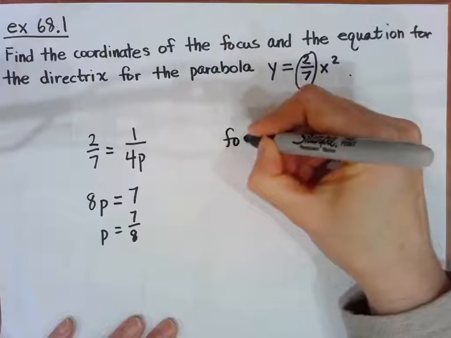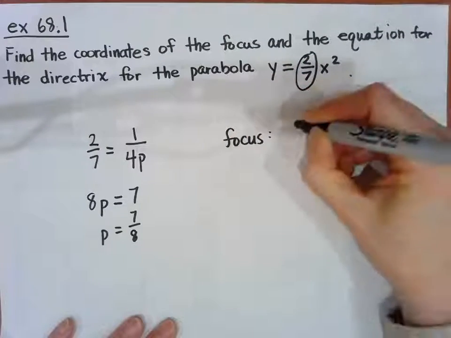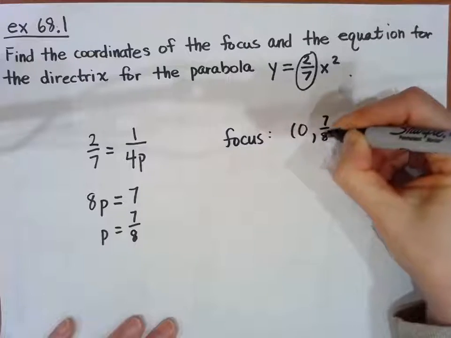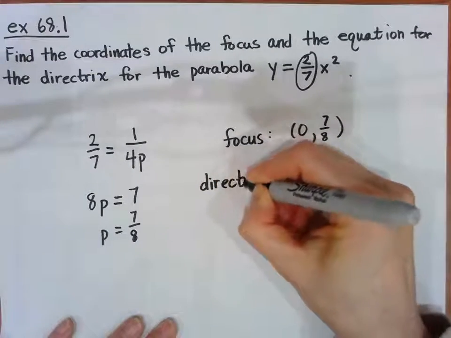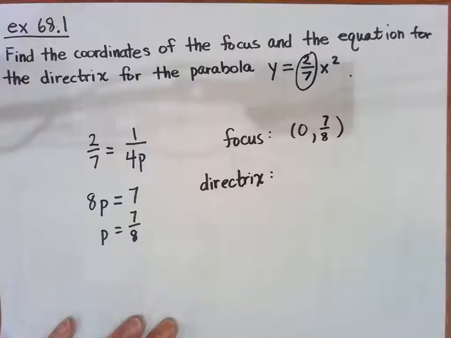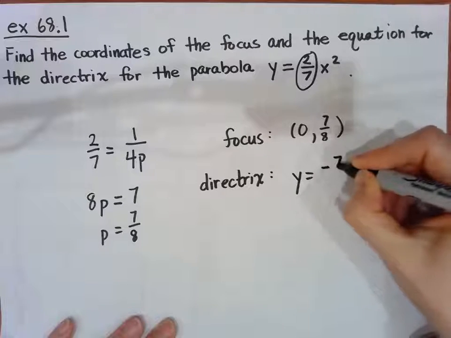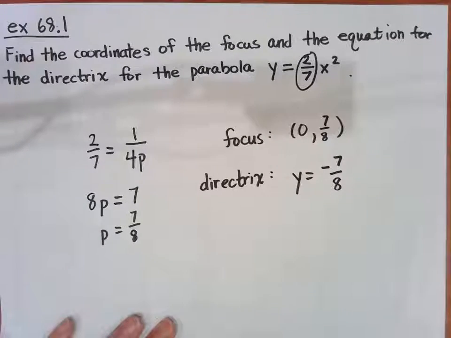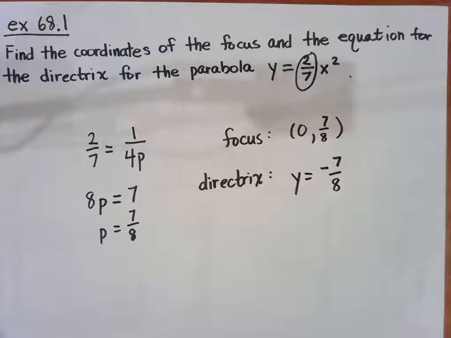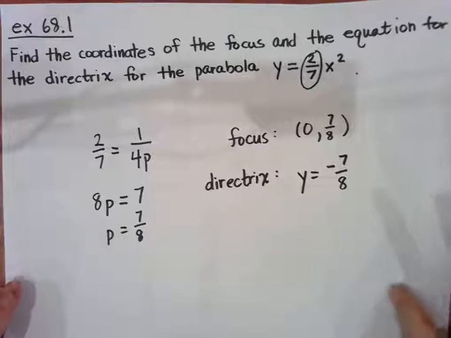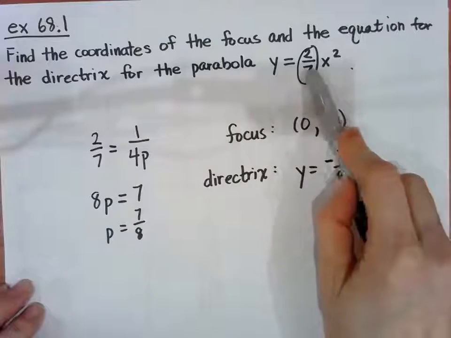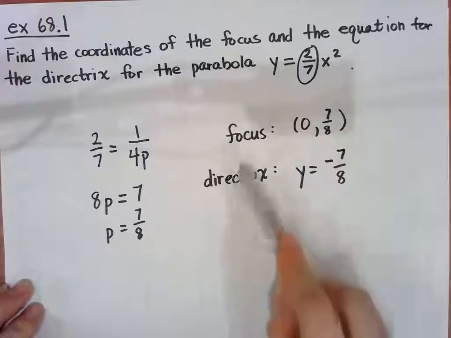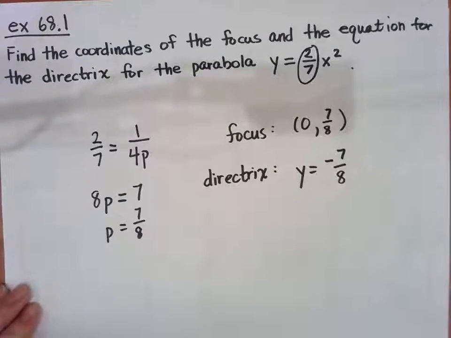So the focus is at 0, 7/8. And the directrix, well, that's got to be on the other side of the origin, so it's going to be at y equals negative 7/8. Okay. So once you know that relationship, that coefficient has to be 1/4p, finding the focus and directrix are very easy.